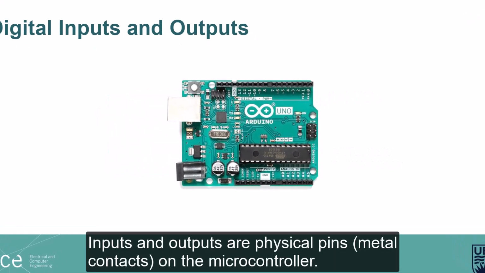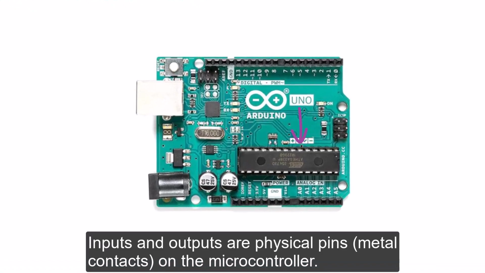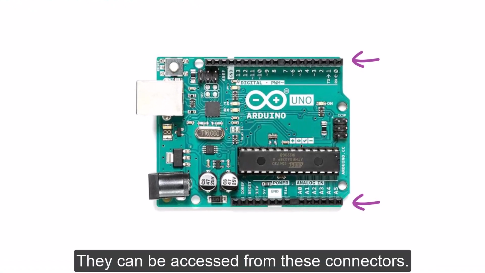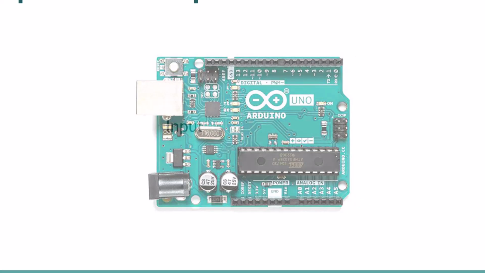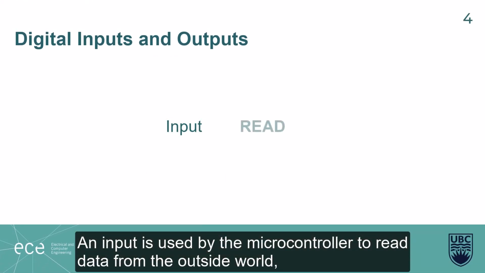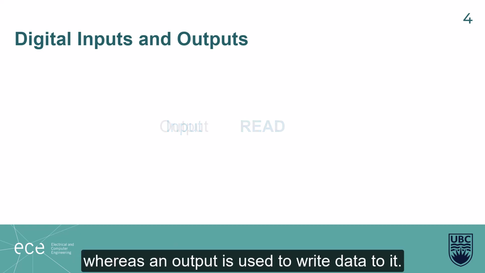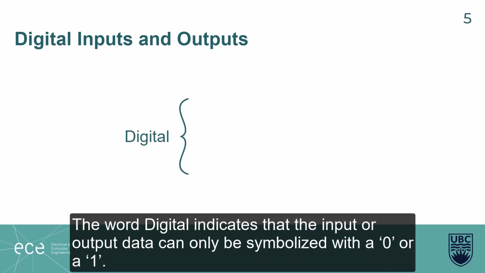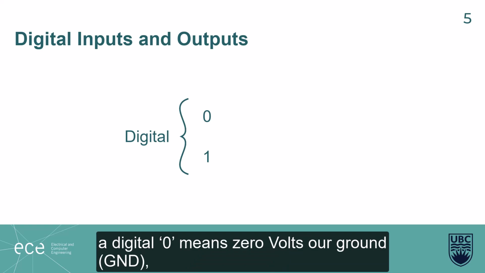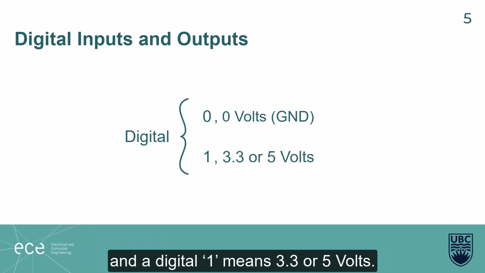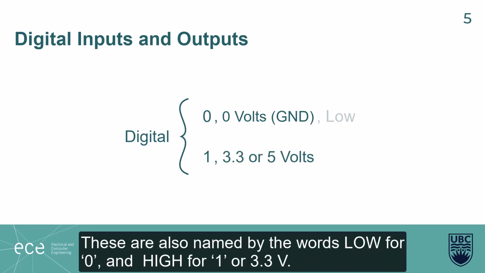Inputs and outputs are physical pins, metal contacts, on the microcontroller. They can be accessed from these connectors. An input is used by the microcontroller to read data from the outside world, whereas an output is used to write data to it. The word digital indicates that the input or output data can only be symbolized with a 0 or a 1. Electrically, a digital 0 means 0 volts or ground, GND, and a digital 1 means 3.3 or 5 volts. These are also named by the words low for 0 and high for 1 or 3.3 volts.